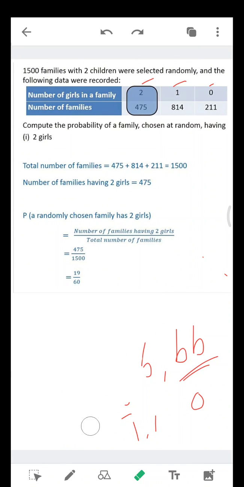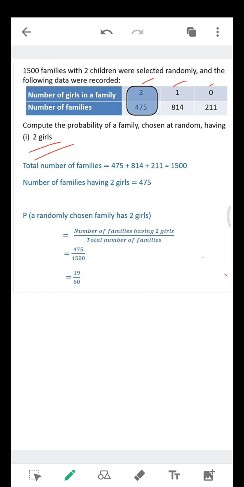Now from these families, if you select any one family randomly, what is the probability that the family has 2 girls? The total number of outcomes is 1500, which you can see by adding, or it's already given in the question. And the number of families with 2 girls is 475. So the probability of a randomly chosen family having 2 girls is 475 by 1500. Very simple. If you divide, you will get 19 by 60.